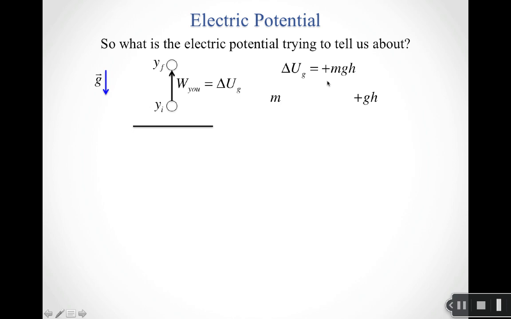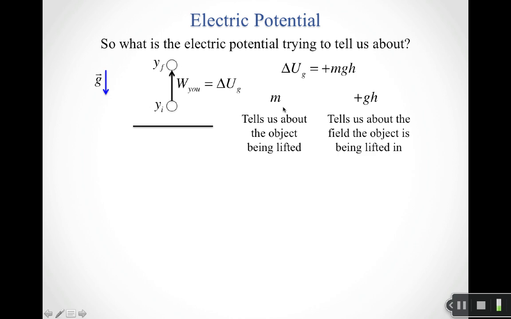So when we look at this expression, this is the gravitational potential energy, but we can break this up into two pieces. The mass of the object on one hand, and everything else on the other. And why this is useful and where this is heading towards talking about the potential is that the mass is telling us something about the object being lifted. Everything else is really telling us something about the field the object is being lifted in and how you're choosing to move your object within that field.